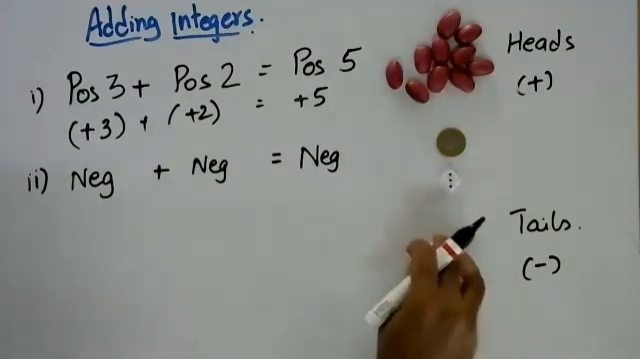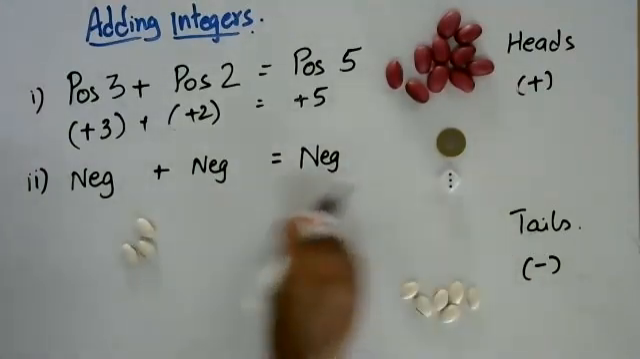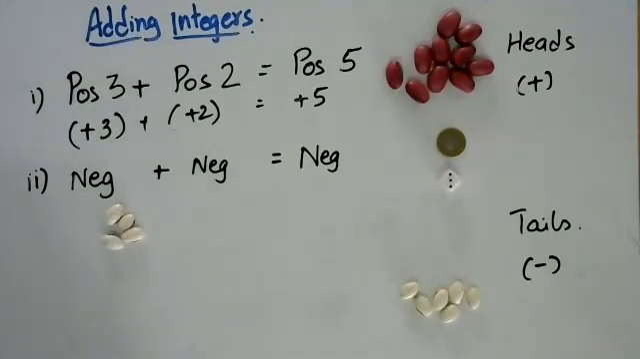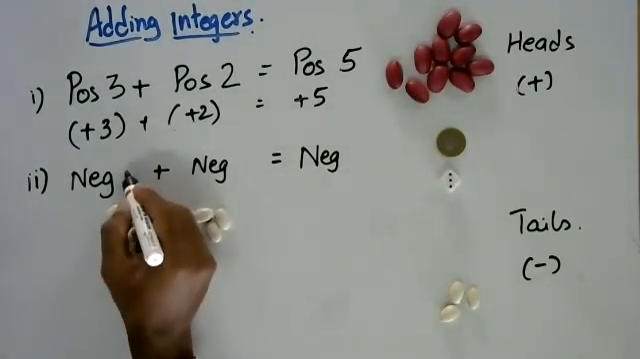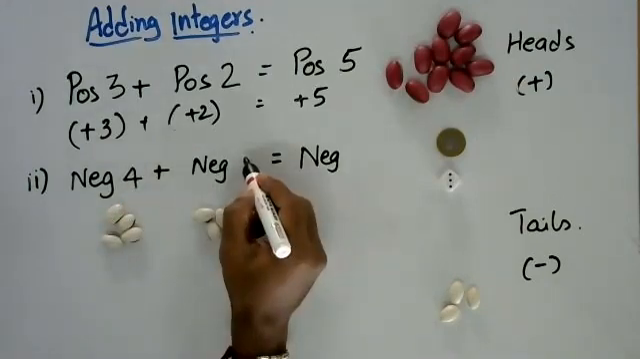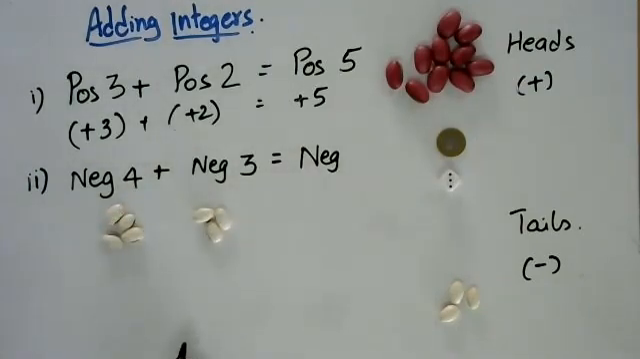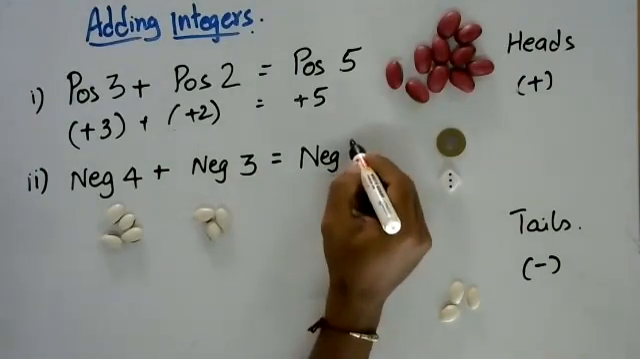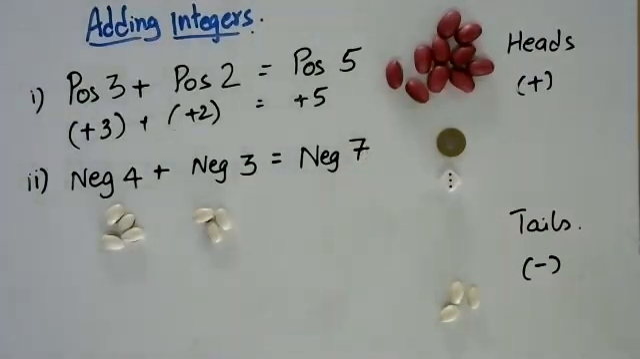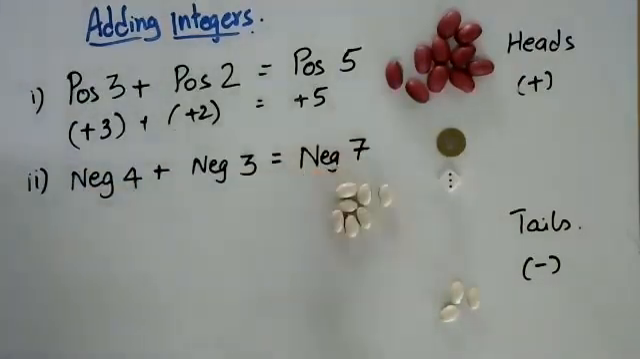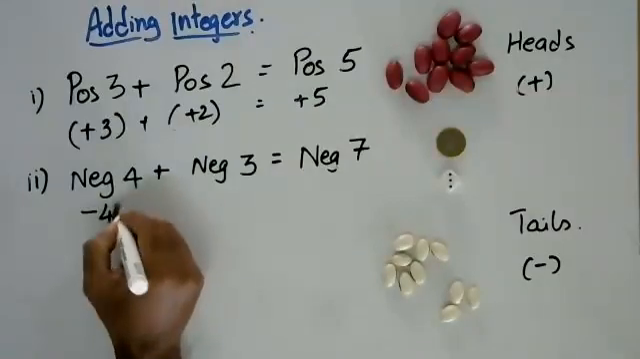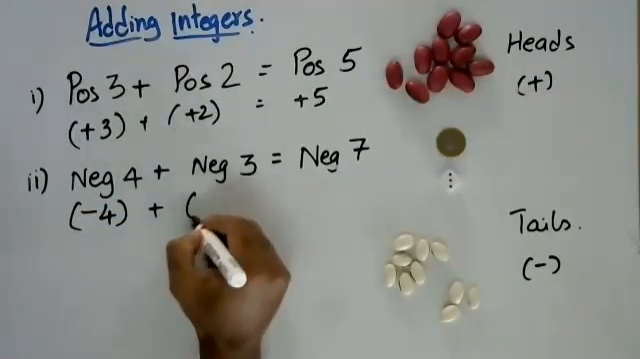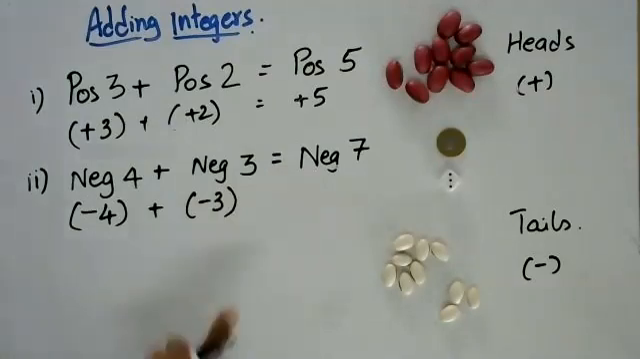So I can do the same thing again. Let's say I take 4 negatives and then 3 negatives over here, like that. So what will my answer be? Negative 7. Because if I put these two together, I get 7. Right? And of course, this can also be written like this: -4 plus -3. So you can put it like that.